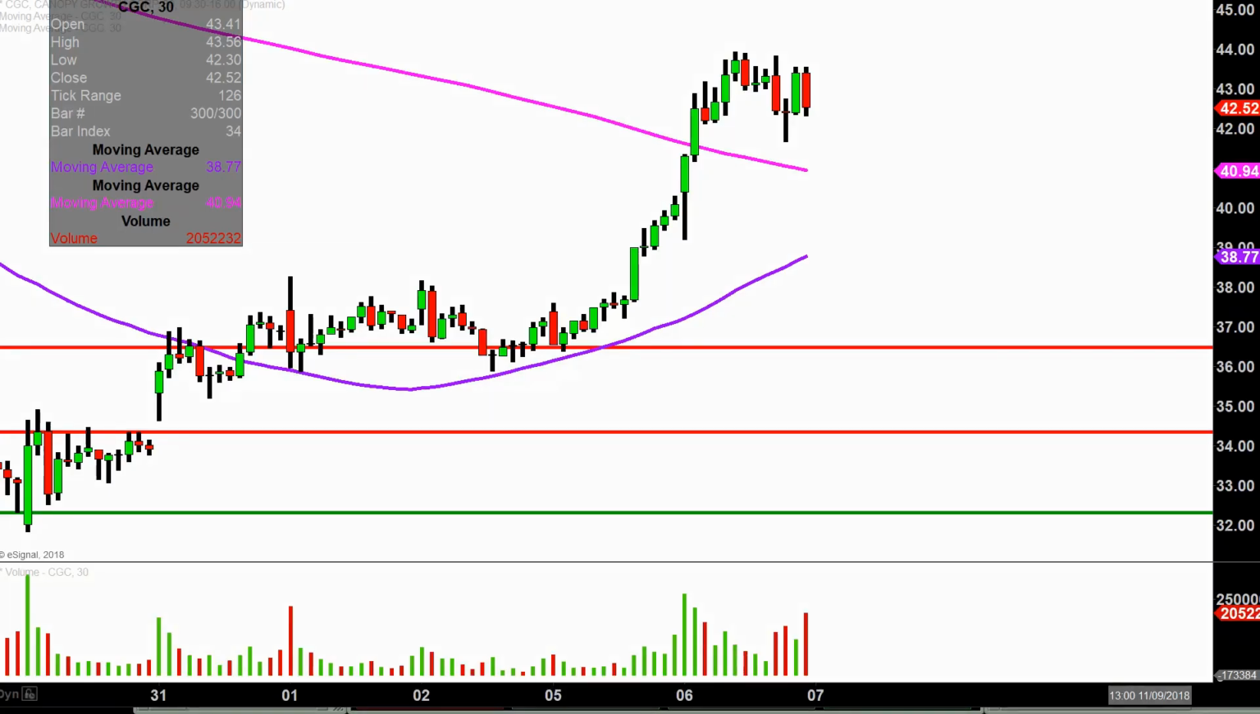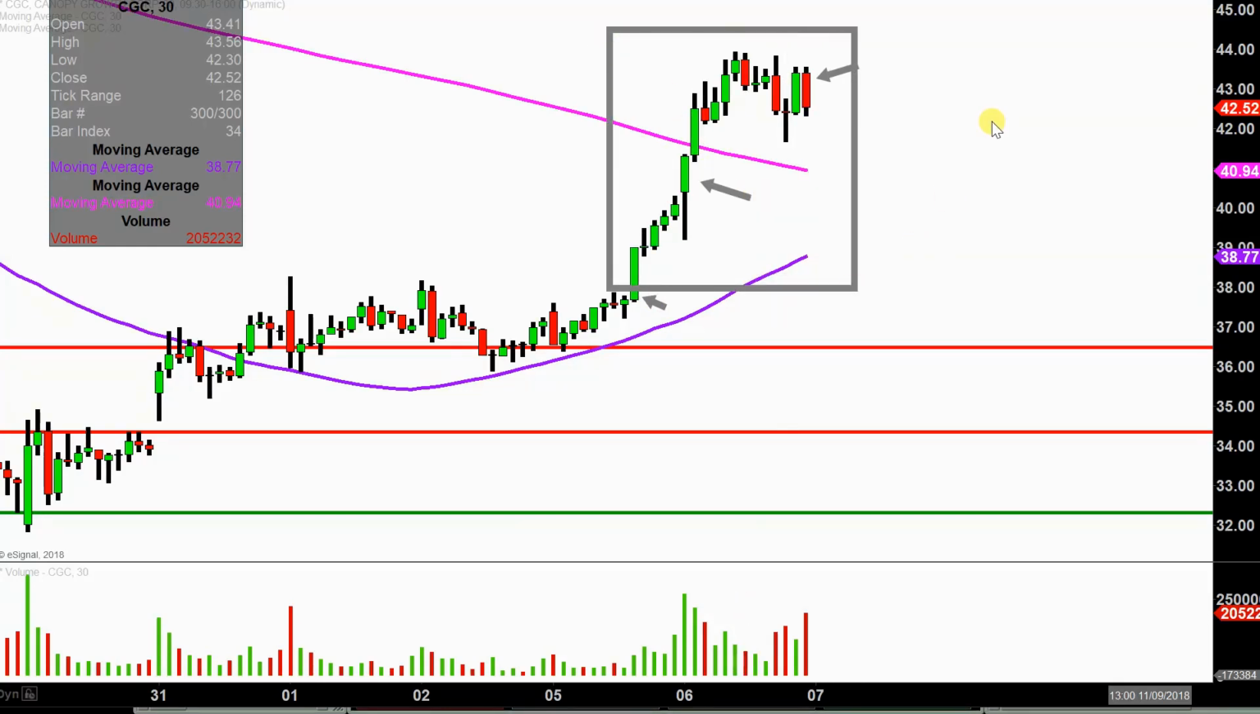Real quick, what do I mean by 30-minute in case maybe you're new to charts? Instead of each one of these candlesticks here representing 1 day's worth of price action, each one represents 30 minutes. So while this here may look like several days worth of time, it's actually today's price action broken down into 30-minute time slices.